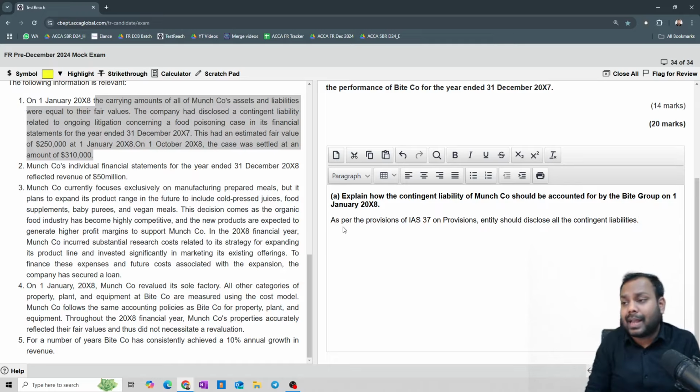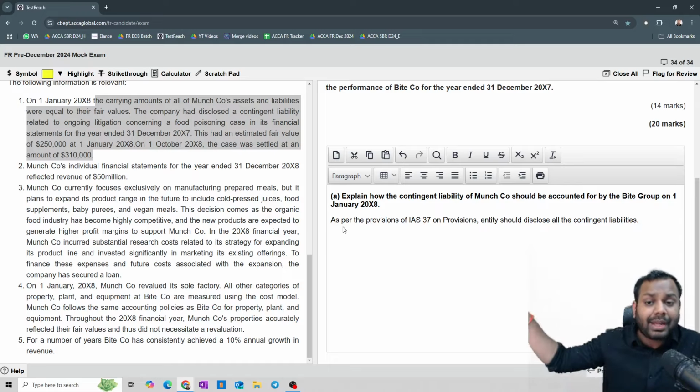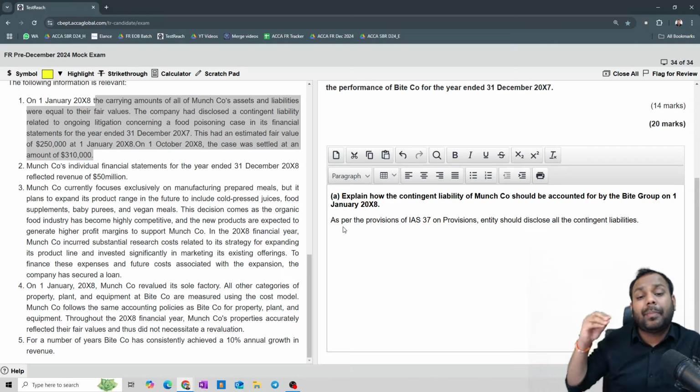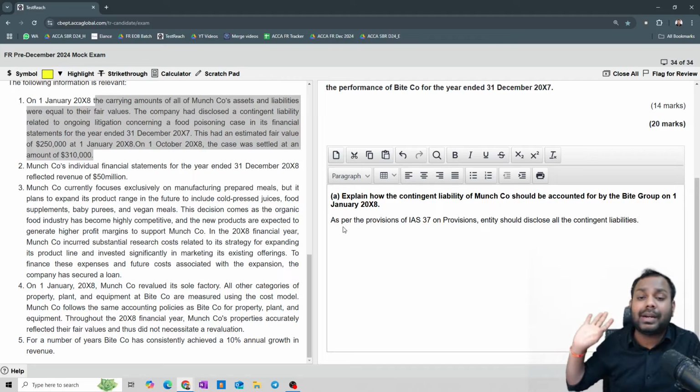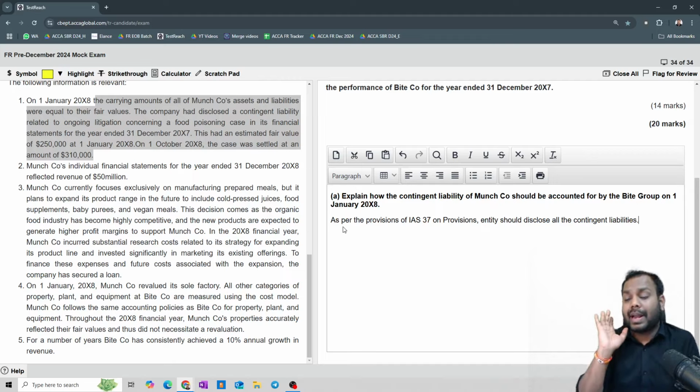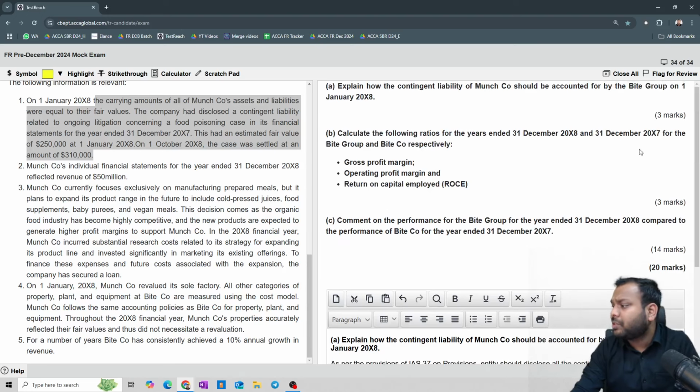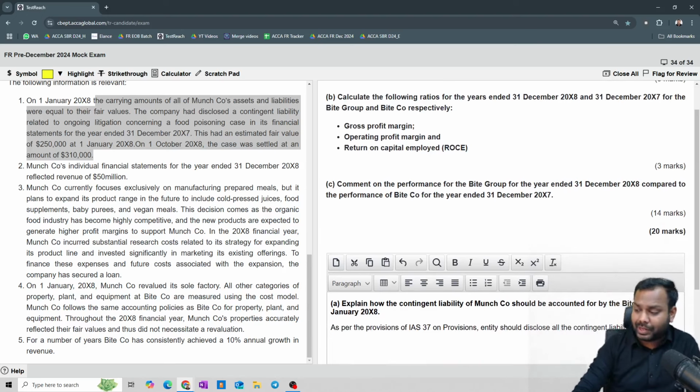It is a contingent liability which the Munch Company has already evaluated in the separate FS, and disclosed as contingent liability. So in the separate FS of Munch Company, it will be a contingent liability which will be disclosed in the notes to accounts. Contingent liabilities are not recognized. Now, what are the marks? For how many marks? 3 marks. Okay, fine. So point number 1, second point.